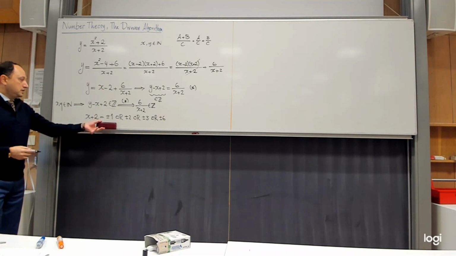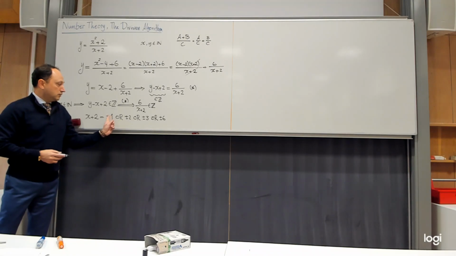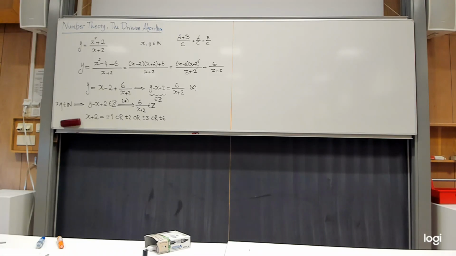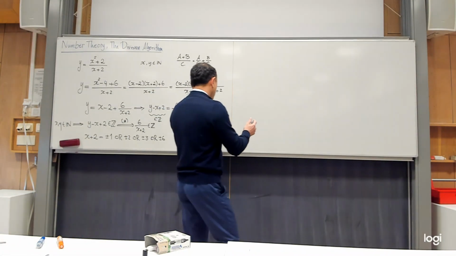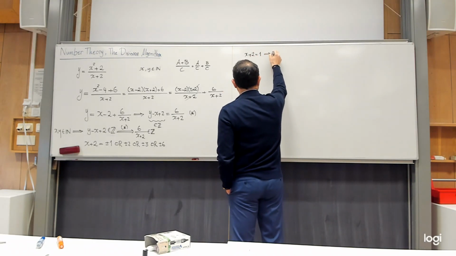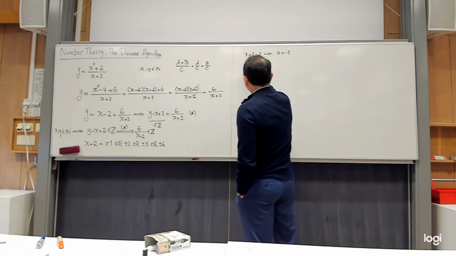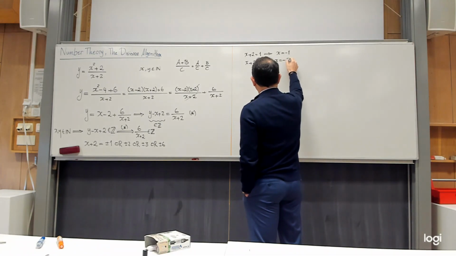If I want this to be an integer, this should be divisible by this, so x plus 2 should be one of these 8 alternatives. Is that clear? Okay. And then I am looking for x, so I need to do them one by one. So x plus 2 is 1. This implies that x is equal to minus 1. X plus 2 is minus 1. This implies that x is minus 3.